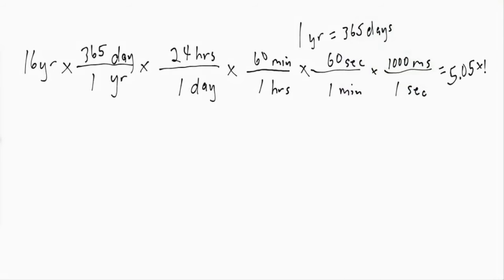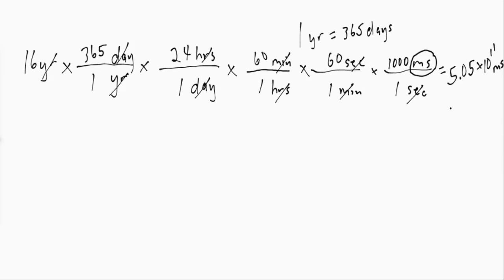Now, am I done? No, I've got to write the unit, milliseconds. Very important. Now, how am I just left with milliseconds? Well, you remember like the meters over meters canceling out. Years cancels out years, days cancels out days, hours cancels out hours, minutes cancels out minutes, seconds cancels out seconds. So we're only left with milliseconds, and we did all the math with the numbers. So then indeed we get that answer of 5.05 times 10 to the 11th milliseconds.